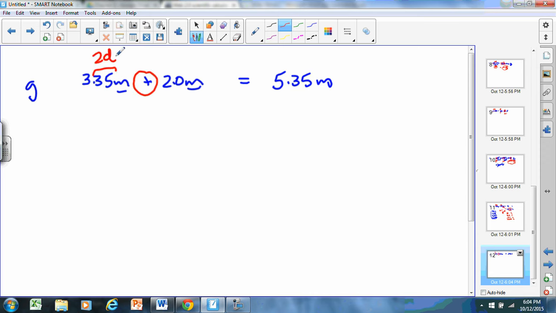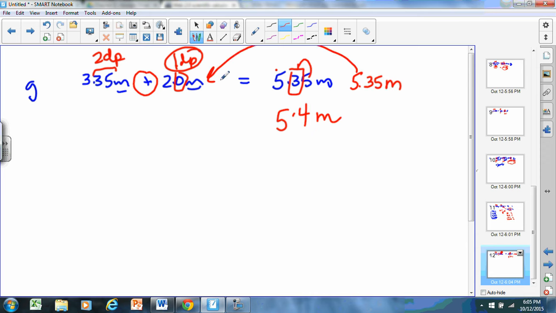That means we only care about digits after the decimal point. That has 2. This one has 1. It's always the least. We only get 1 place after the decimal. 5s round up, so this is 0.4, and the stuff in front of the decimal point comes along for the ride. So the best answer in chemistry is 5.4. Why? Writing 5.35 indicates to a scientist that your least accurate data point was good to 2 decimal places, and that's not true. Our least accurate data point was only good to 1 decimal place, and so that's the way we have to write it.